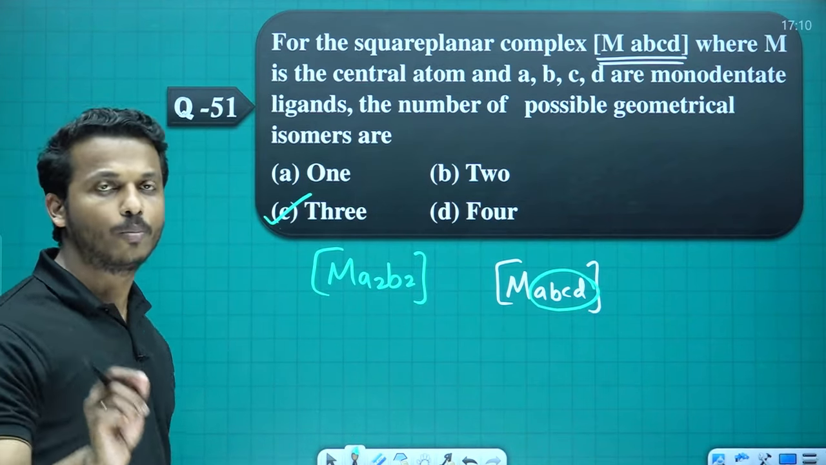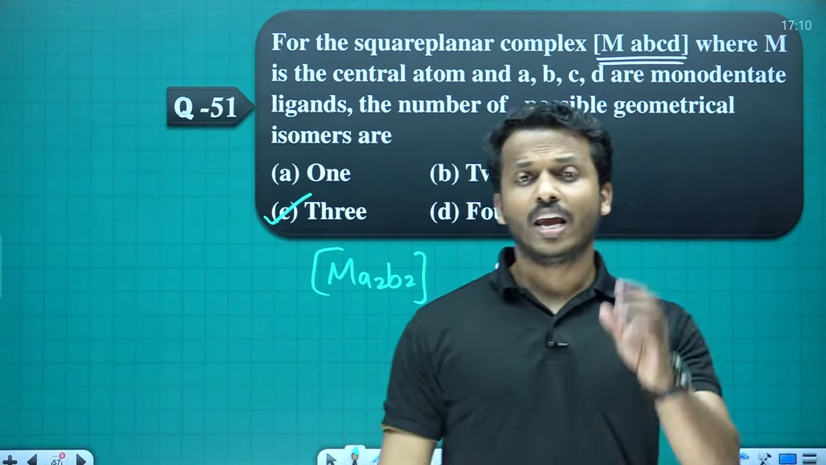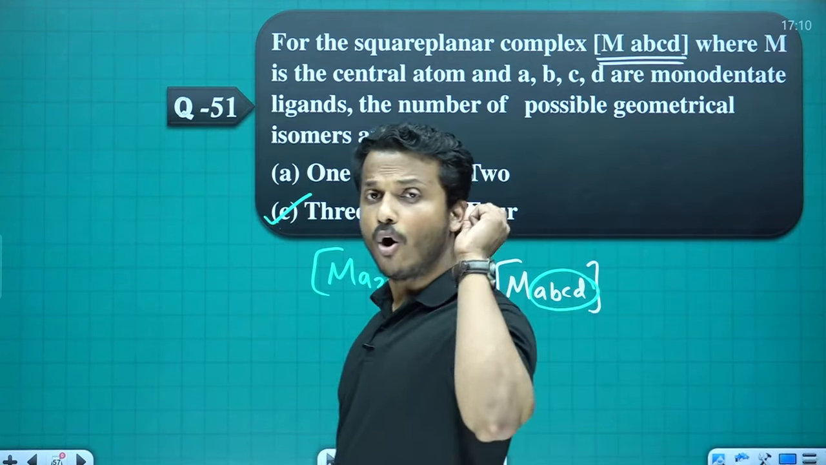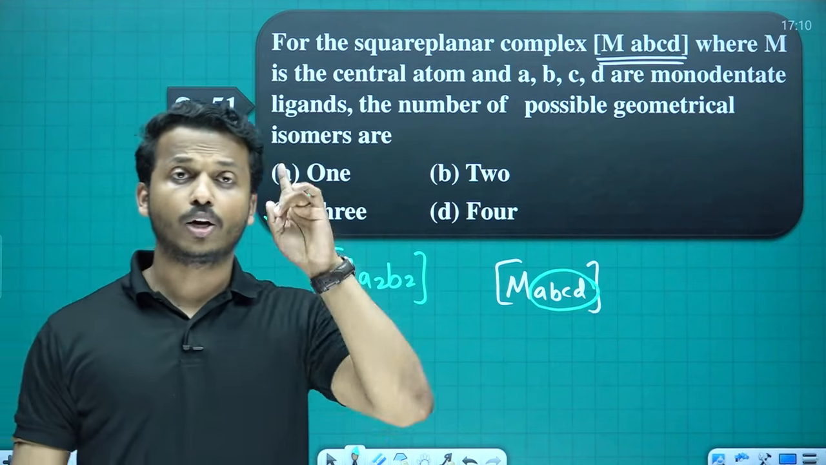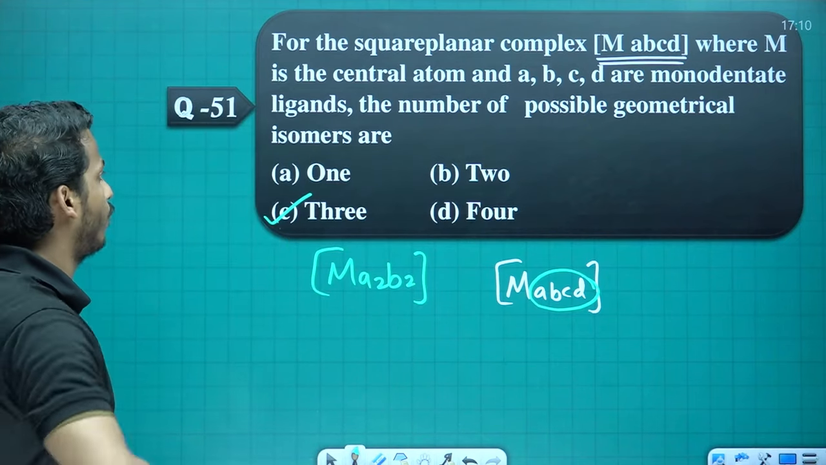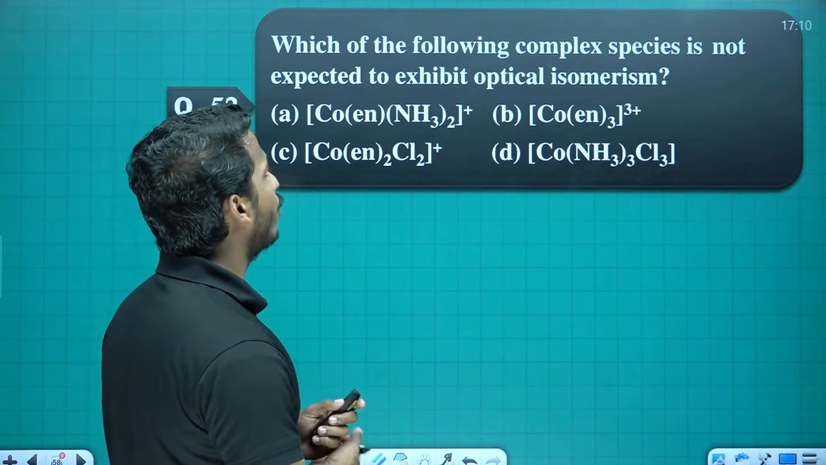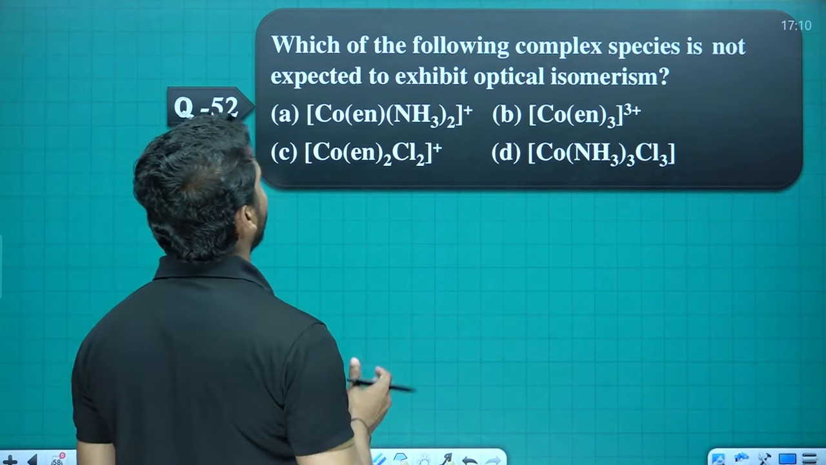Number of possible isomers are 3 isomers. Keep in mind, in a square planar complex, if all the 4 ligands are different, it will show you a total of 3 types of isomers.